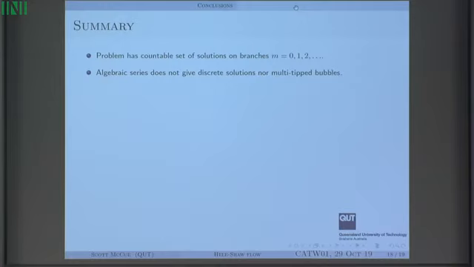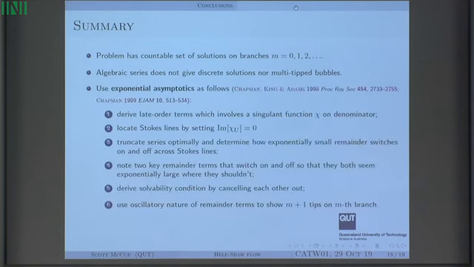Again, as with other selection problems like this, if you just write down a perturbation series, your leading order term and any number of correction terms don't give you the discrete branches. They don't tell you what the speed is, and they don't have any information about double-tipped bubbles or multi-tipped bubbles. The way to do that is to keep going and then truncate your series optimally, well, that's one way of doing that, as I explained.